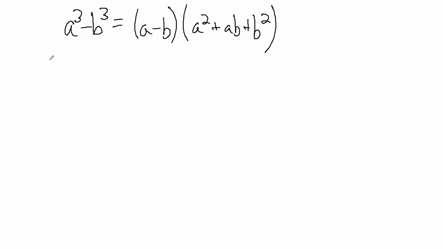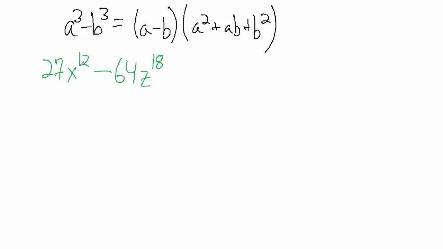Okay, let's go ahead and look at a more complicated example of factoring a difference of cubes using this formula. So this time we want to factor 27x to the 12th minus 64 times z to the 18th. Now before we can apply this formula, we have to identify what is a and what is b.